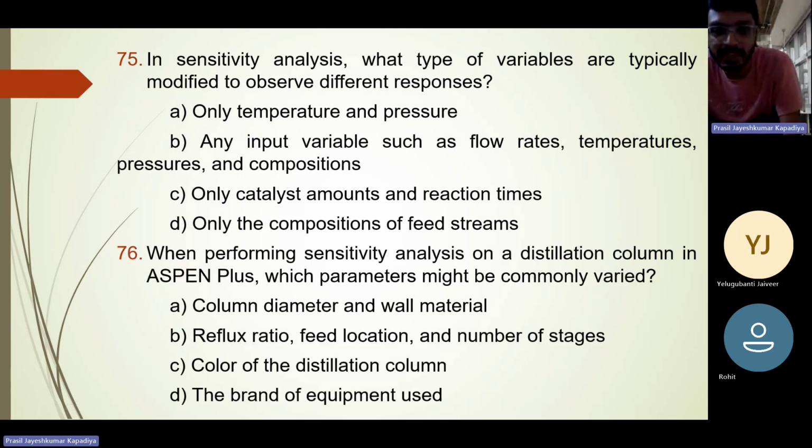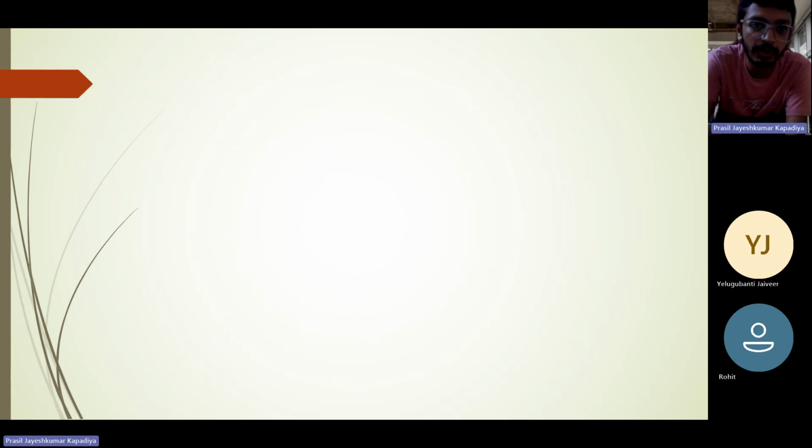When performing sensitivity analysis on a distillation column in Aspen Plus, which parameters might be commonly varied? Let's say I am doing it for a distillation column. What will I be varying? Option B: reflux ratio, feed location, and number of stages, to see what gives the maximum purity or whatever value we are trying to maximize.